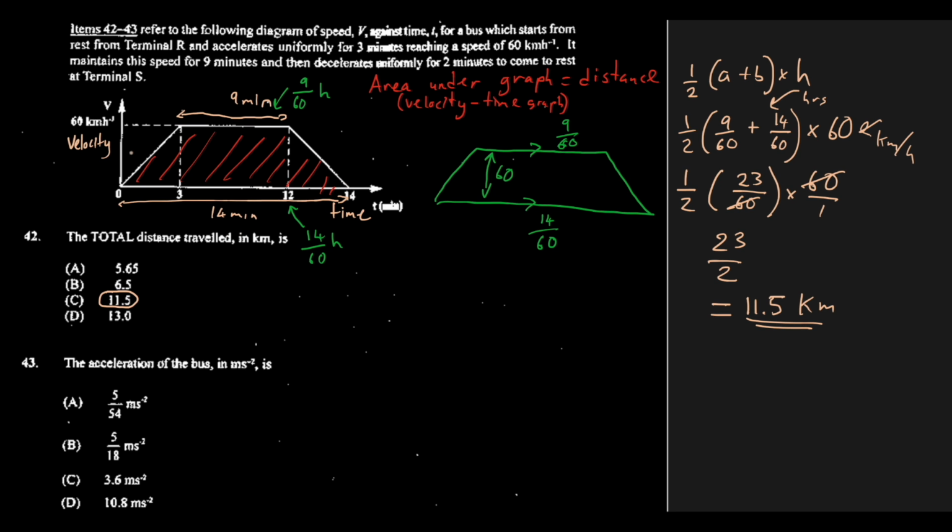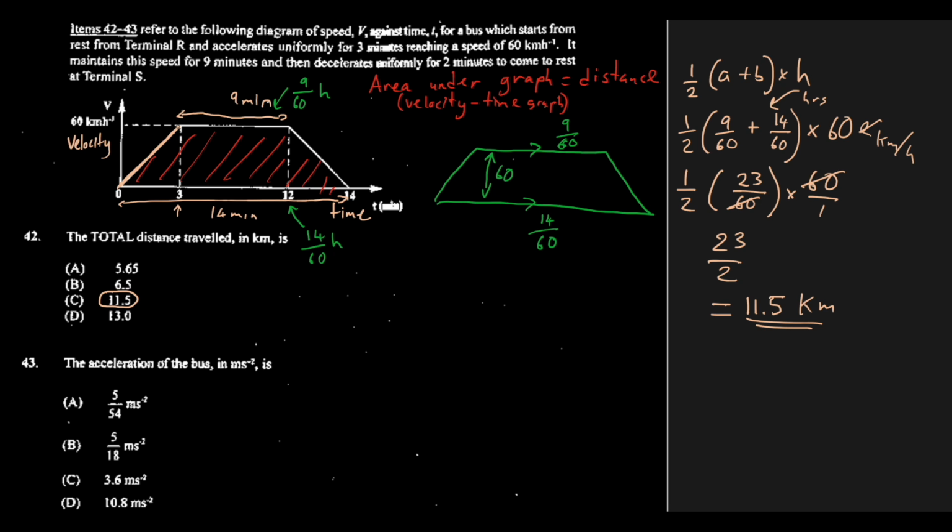All right, so for the next question, they require us to calculate the acceleration of the bus. Now, if you have a velocity time graph, in order to calculate the acceleration, you just need to figure out what the gradient is. So in this case here, we have an acceleration right here. This is when it was increasing its speed, okay? And if you look at this, it says the bus starts from rest, which would have been here, from terminal R, and accelerates uniformly for 3 minutes.